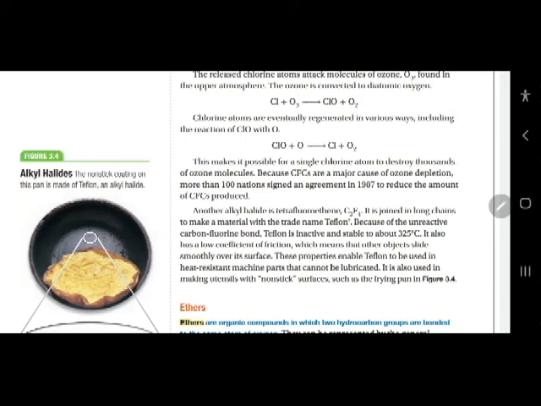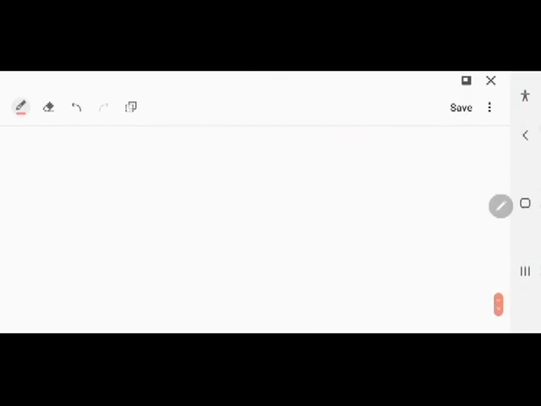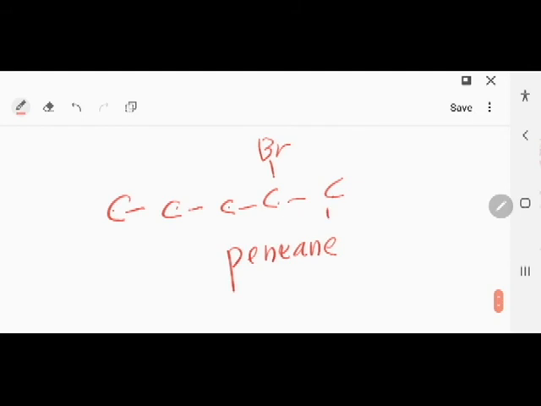And if the halogen atom is not located at the first carbon, so for example, if we have 1, 2, 3, 4, 5, and if we have here Br, so we are talking about pentane. And we have 1, 2 closer to the bromine. So we have 2-bromopentane and so on. We just follow the same rules that we used for the alkene.